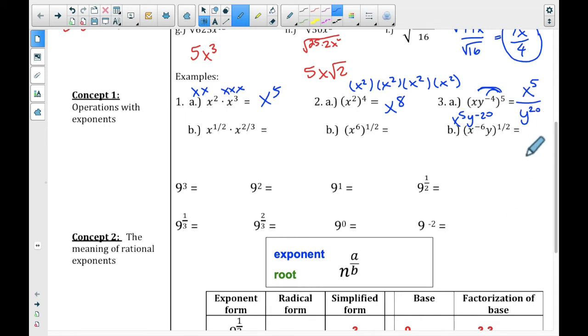So that's the answer on that one. So now let's talk about fractions, because there are fractional exponents. So that actually is what this one is about. This whole unit is about fractional exponents.